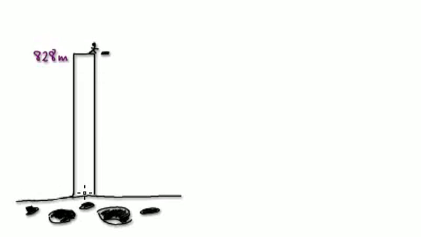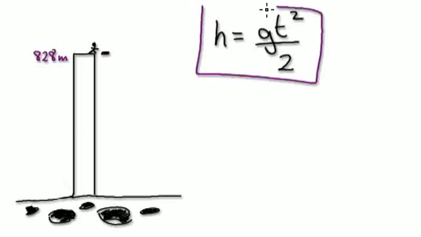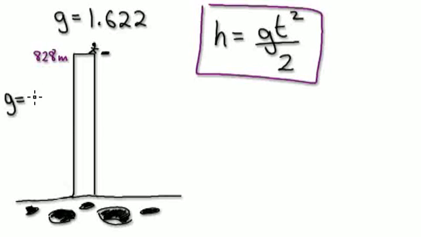Okay, next one here. Dubai Tower. Now we're building Dubai Tower on the moon. So we are going to drop the brick off Dubai Tower, which happens to be on the moon. So start off with the formula H equals GT squared over 2. This is our magical formula. On the moon, our gravity is roughly 1.622. I looked this up on the internet, so you could do the same if you wanted to.